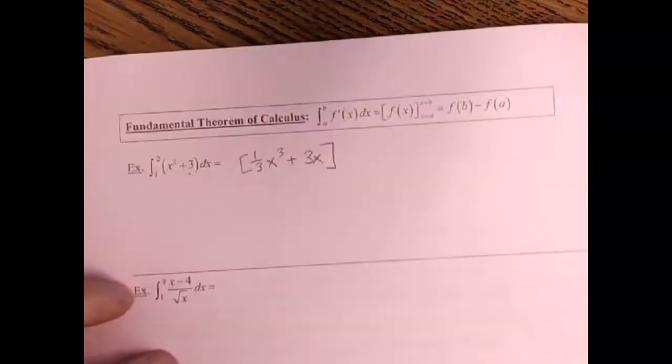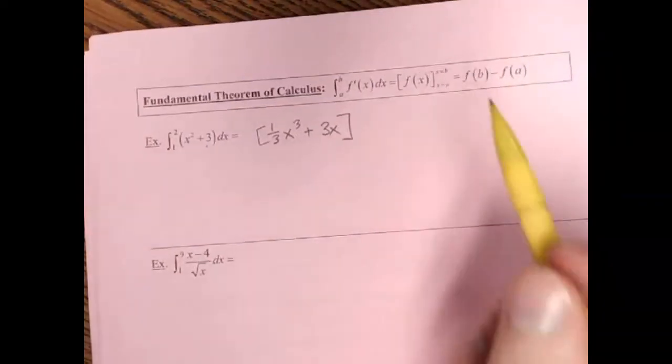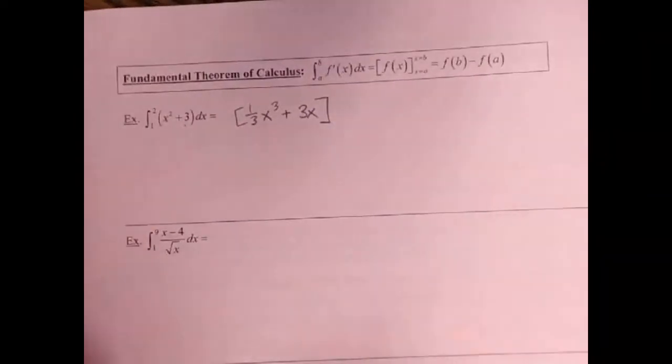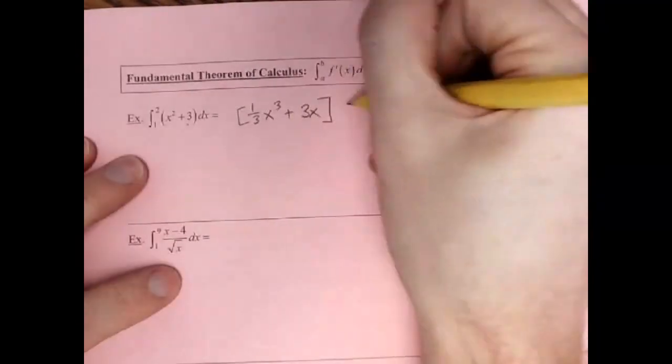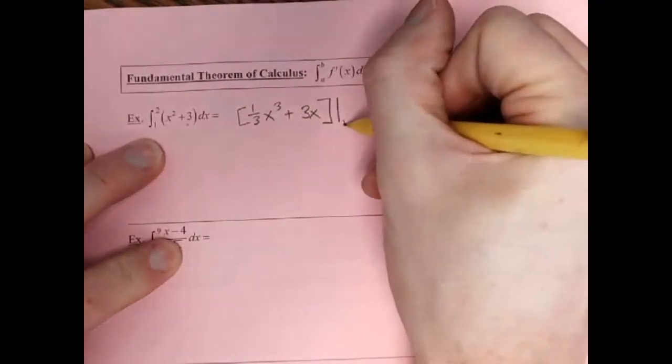Yeah, I kind of forgot. And then this example kind of made me think of it. Okay, so let us finish. We integrated. Now I still need to evaluate. So that little bar is the evaluation bar.